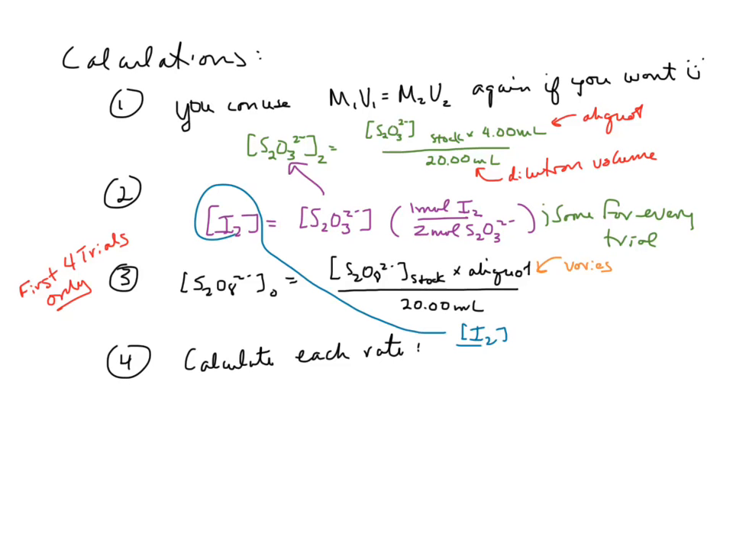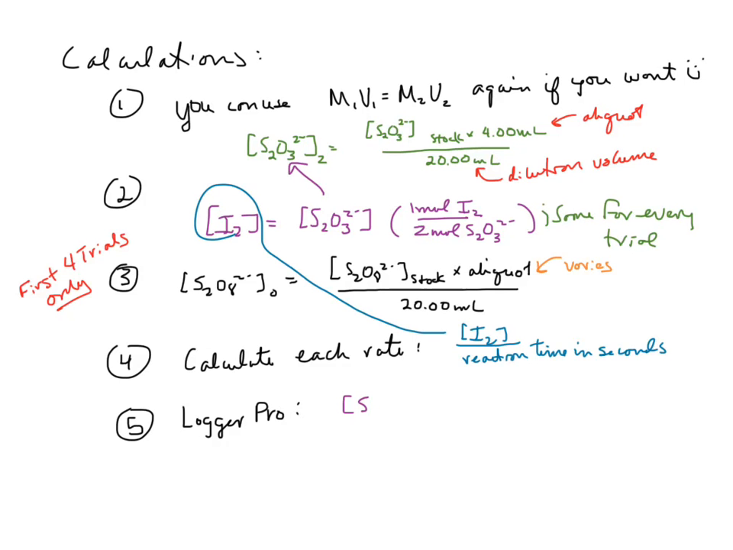Okay, and then calculate each rate. So to get the rate, we're going to take that single number that you got in calculation 2 and divide it by your 4 different times. So we'll have 4 different rates, and we think it should get slower. Okay, so that's your rate.